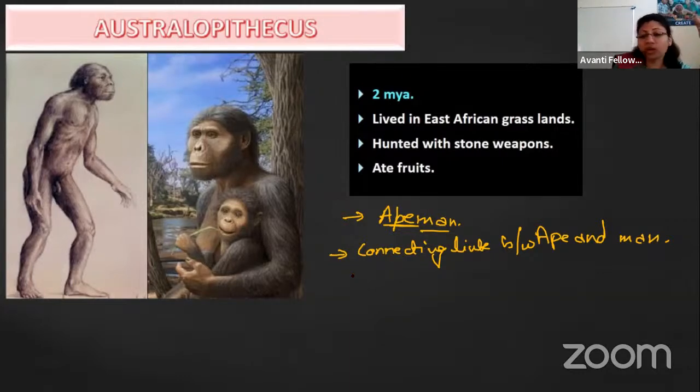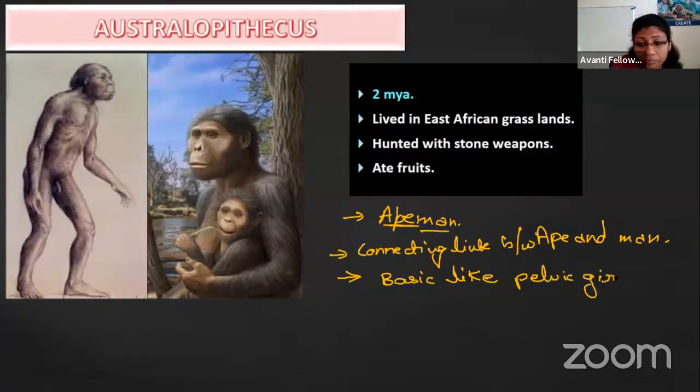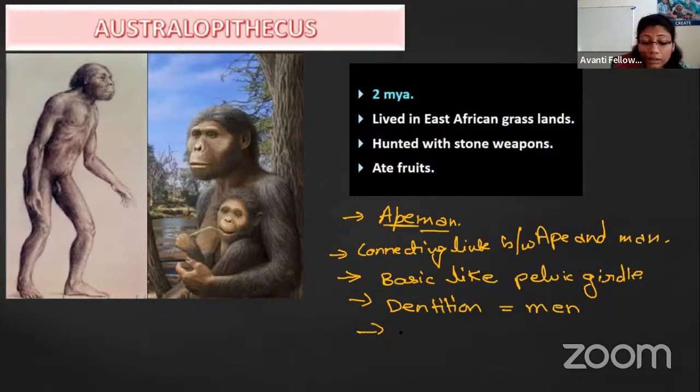Okay, as we have already studied in a previous slide, their height is about 4 feet. They are bipedal also, because bipedal walking started from the Ramapithecus, and they have a basin-like pelvic girdle. Their dentition is just like men, and they do not have a chin. If you look at this, they have a very flat structure over here, so we can say they do not have the chin.